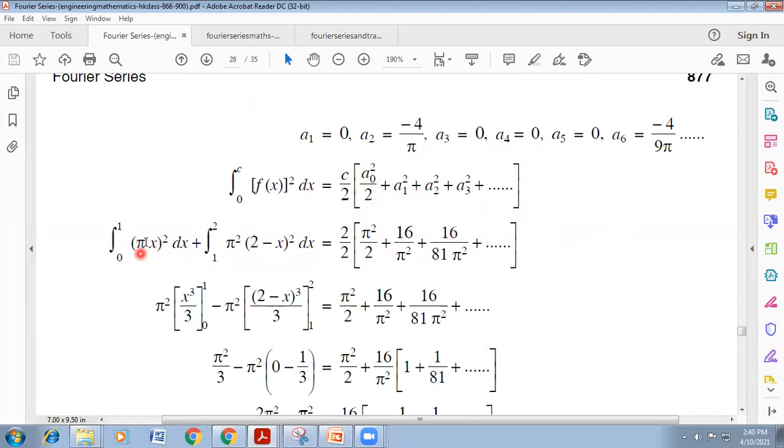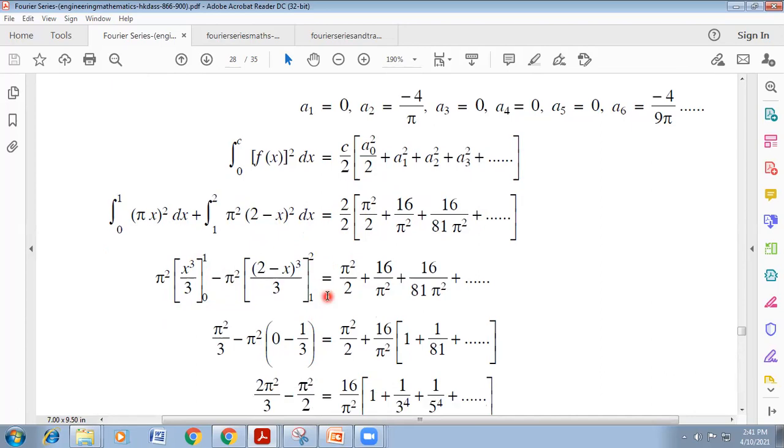Now this can be written by integration. The integration of x square is x cube by 3, with limit 0 to 1. And for the integration of 2 minus x, take it as x, and the formula for x to the power n is x to the power n plus 1 divided by n plus 1. That means 2 minus x to the power 2 plus 1 divided by 2 plus 1, and dividing by the coefficient of x, which is minus 1. This is why there is a minus. You have to divide by the coefficient of x, remember it, and put the limit 1 to 2.